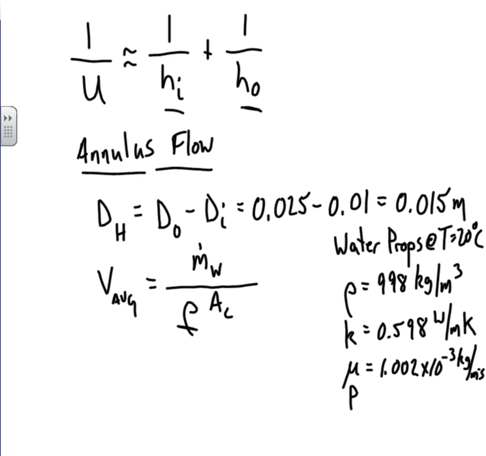And we'll also find that our Prandtl number is equal to 7.01. Lastly, we'll need to calculate what our kinematic viscosity, nu, is, and we know that that's just equal to our dynamic viscosity divided by our density. So we'll take the 1.002 times 10 to the minus third and divide that by 998, and we will see that this is equal to 1.004 times 10 to the minus 6.